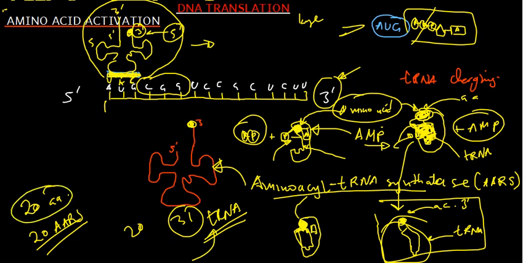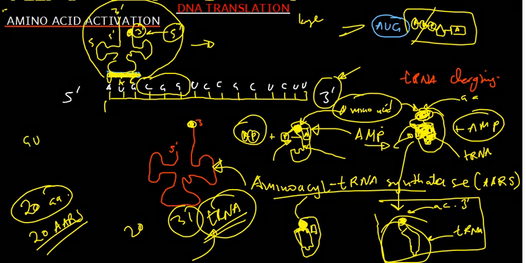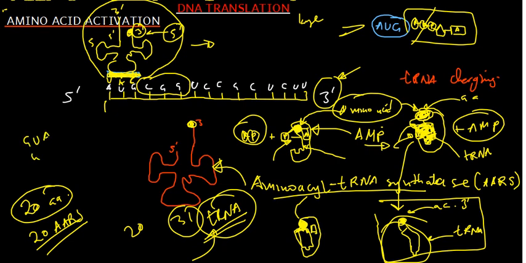Even if we have got different tRNAs for only one amino acid, let's check on the genetic code. When we are talking about, let's say, only valine, valine can be read by GUA, GUC, GUU, and GUG. All of these are going to give us the amino acid valine.